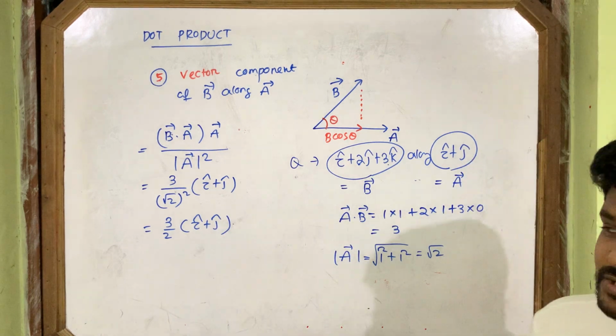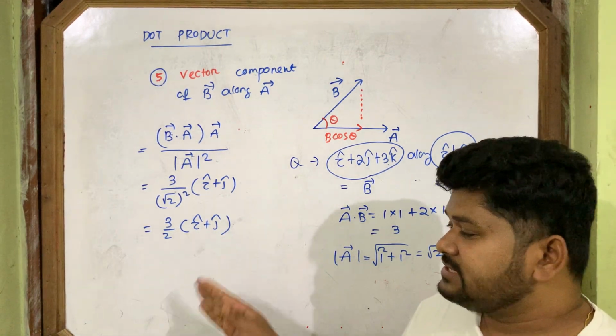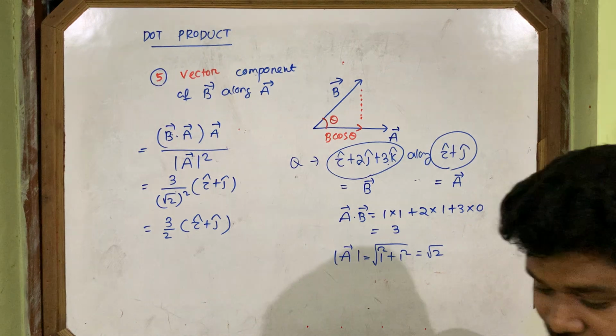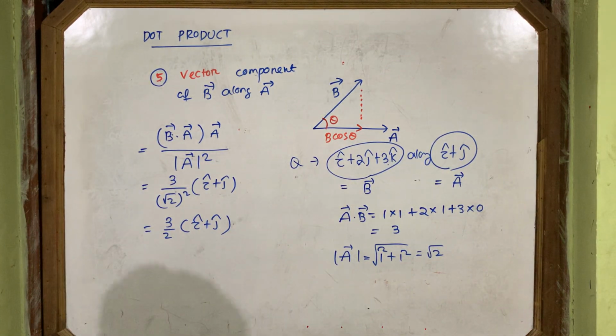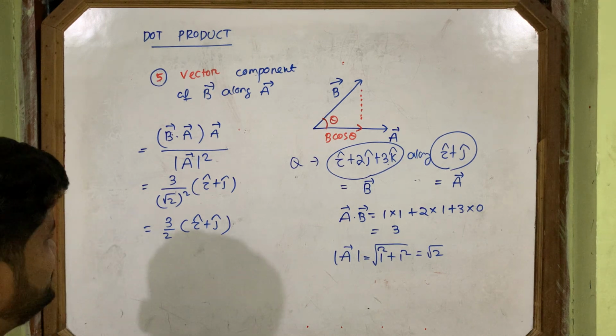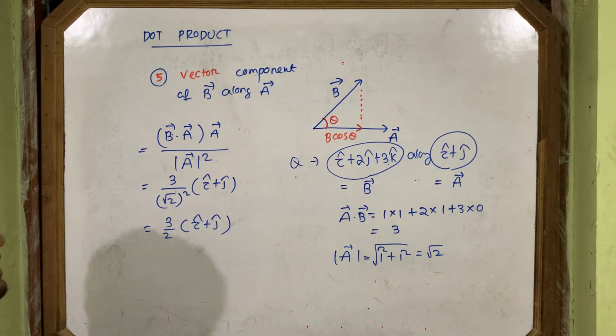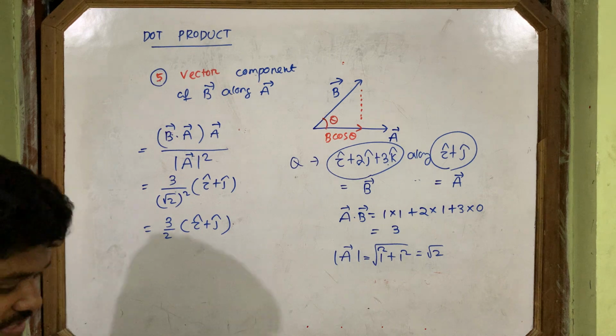Okay, so this is application number 5. Application number 6 is also linked with this. So this is the answer of this question. I did it. So application number 6 will now come. What is application number 6?